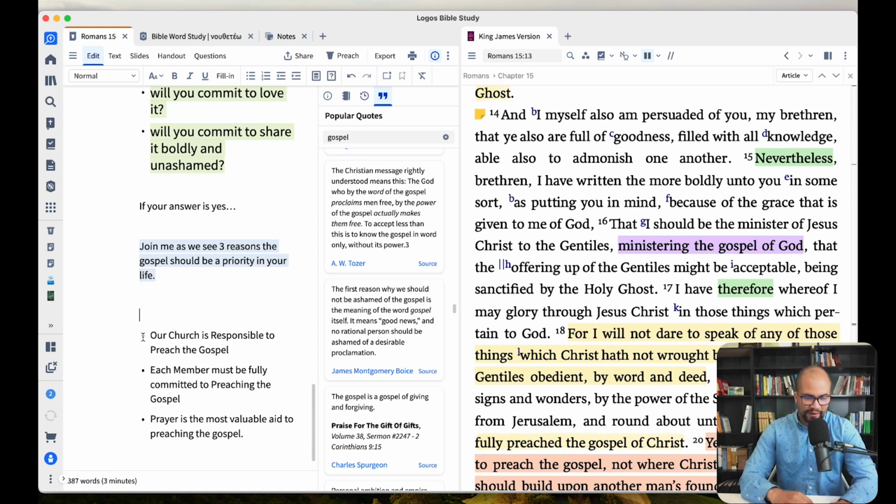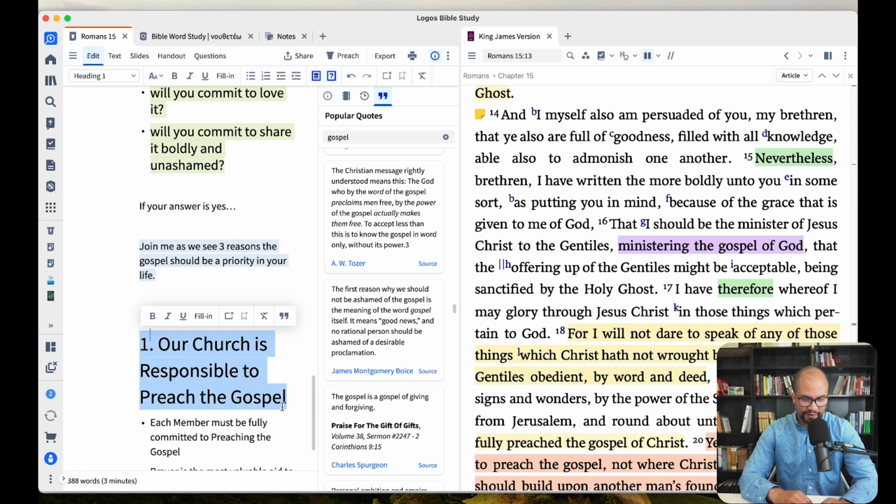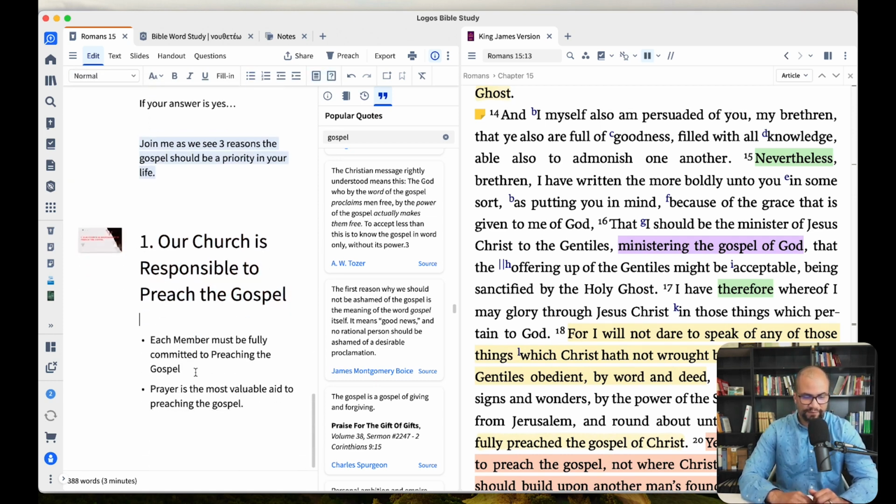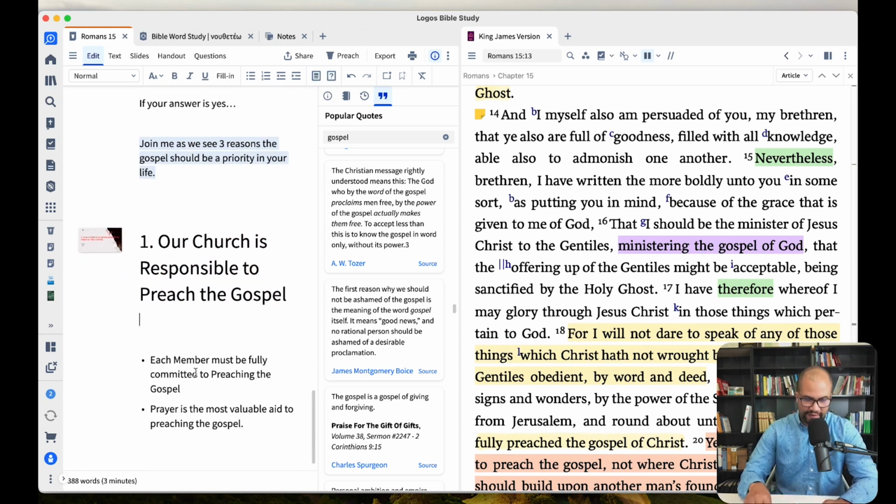And so what I do is I push 1, and then I select this, go up here, push heading 1, and now it's a heading. It'll make a slide for it. And then I can dive in.